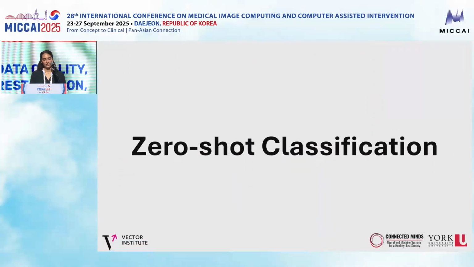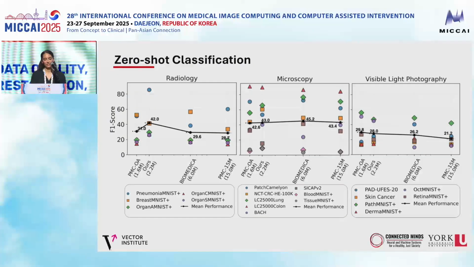For the next downstream task, which is zero-shot classification, we can also see that, especially in the radiology modality, our dataset is much smaller in size than the other datasets, but it's getting better performance. And for microscopy and visible light photography, we're getting on-par performance with the models that have been trained on much larger datasets.